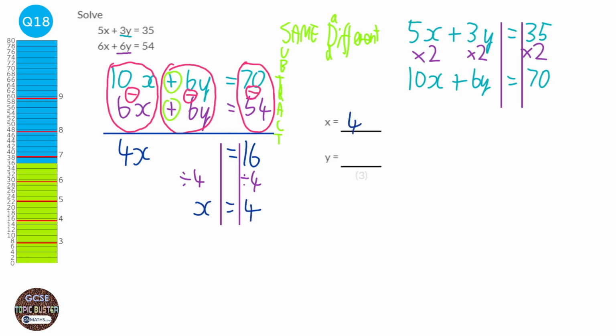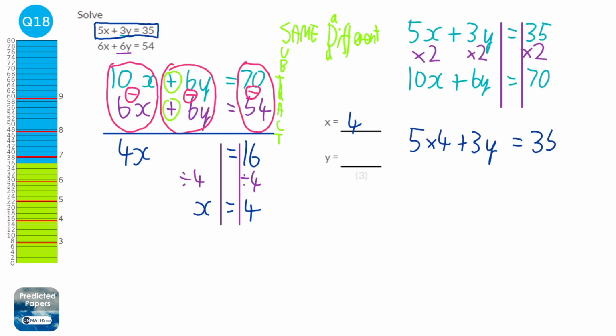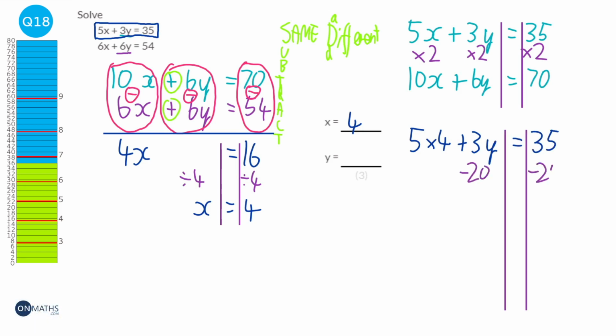Now that's only half the job because we need to find out what y is. So what I'm going to do is just copy this first equation but substitute in the value of x, which is 4. So 5 times 4 plus 3y equals 35. Get my lines in. And 5 times 4 is 20, so I'm going to take away 20 both sides to get rid of the 20. So we've got 3y equals 15. And then we're going to divide by 3 both sides. So we've got y equals 5.